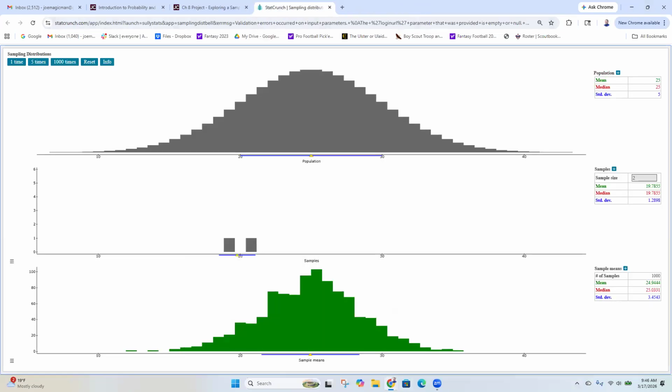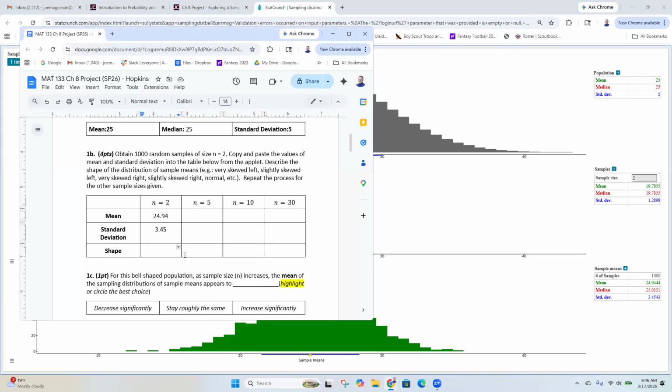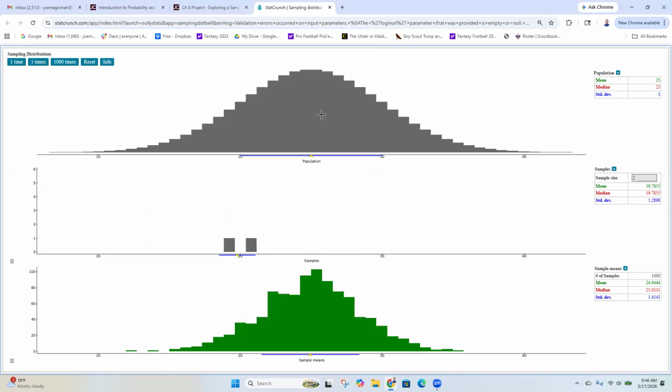Is it very skewed left, slightly skewed left, very skewed right, slightly skewed right, or normal? What do you guys think? Yeah, Caleb says normal. Yeah, this is a pretty boring result. Your original population was normal. You took a bunch of samples and you got a normal distribution. That is not a surprise. But we'll see.